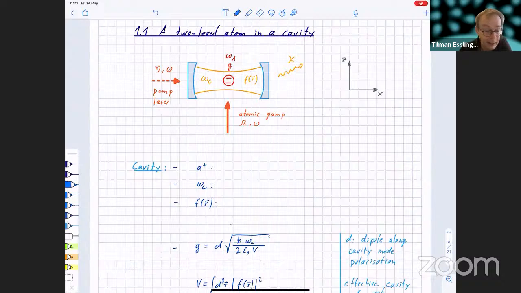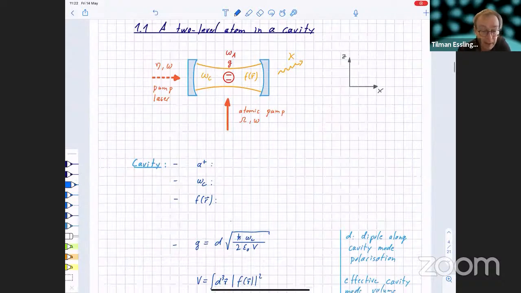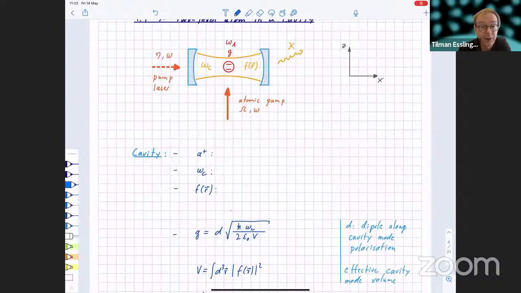Okay, so let's get precise on our different symbols. So a dagger, that is the photon creation.